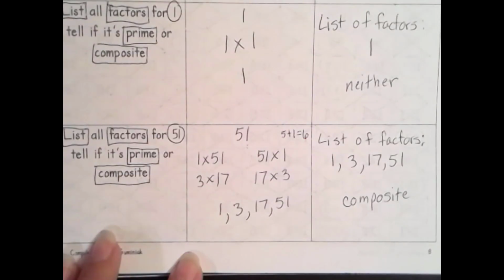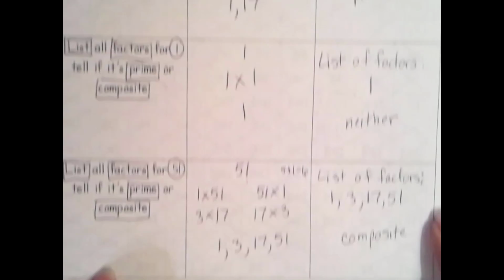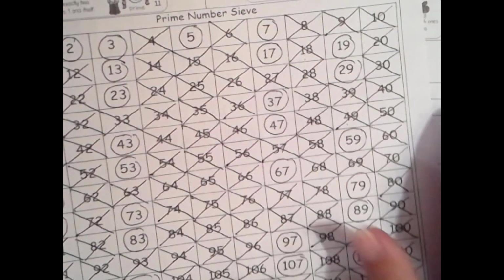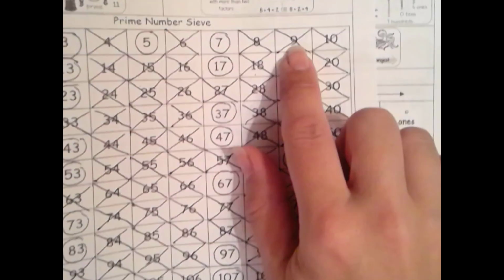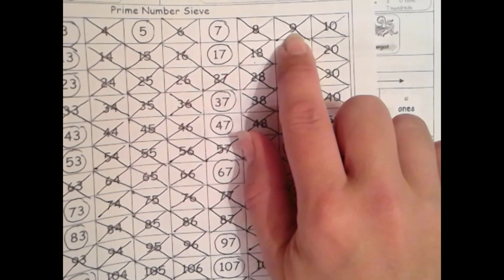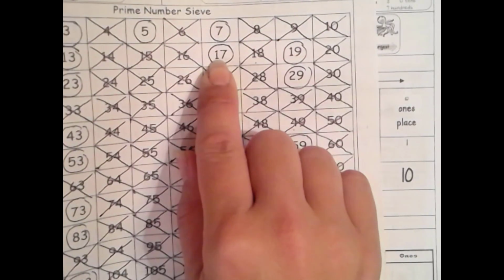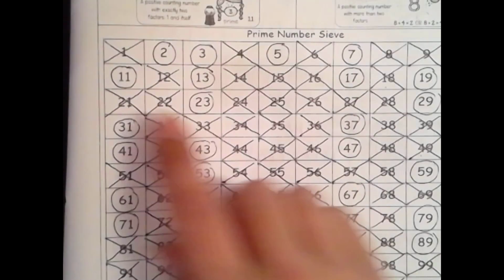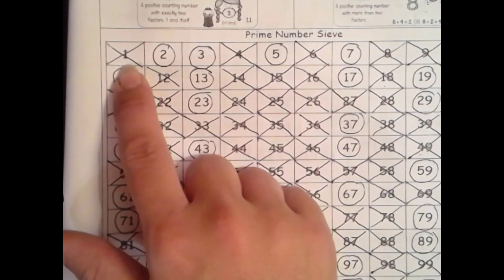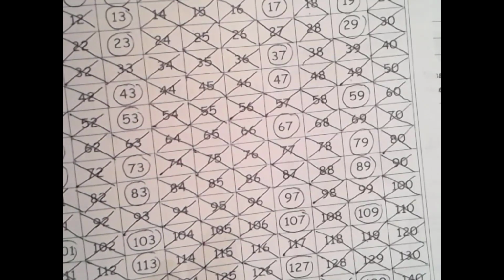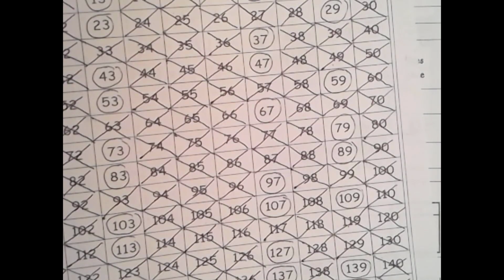And now we can check with our prime number sieve if we got these correct. So we're checking for 9, 17, 1, and 51. So 9 we said was composite, and it is crossed out. It is composite. 17 we said was prime, and yes, it's circled as prime. 1 is neither. It's crossed out. And then 51 we said is composite, and it is crossed out. So we got them all correct. All right, go ahead and close up your notebook, and thank you for joining me.